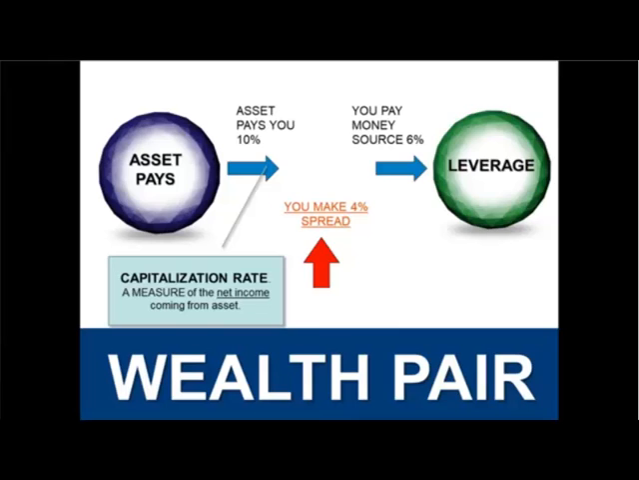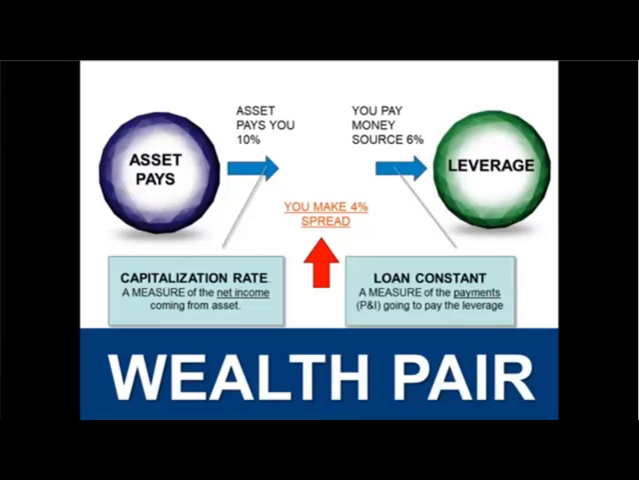And then on the right-hand side, for the leverage, you have something called a loan constant. A loan constant is a measure of the payments, the principal and interest, going towards leverage. So don't worry again about the exact meaning. Just think of it as a measure of how much is going out from your pocket. So on the left-hand side, you have 10% coming in from the asset. That's the cap rate. And on the other side, you've got 6% going out. Therefore, you have 4% spread.